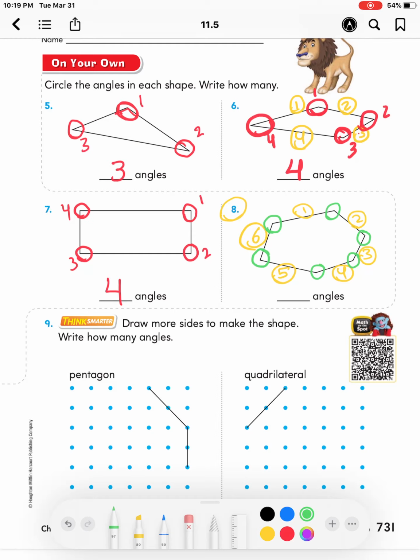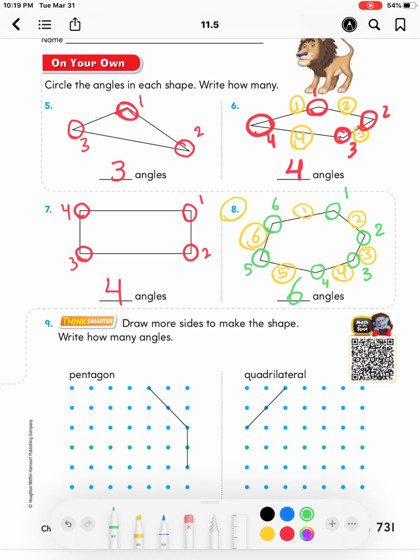Let's count how many angles we have. 1, 2, 3, 4, 5, 6. As I told you before, we have here 6 angles. As I told you before, whenever two sides meet, they form an angle, okay?